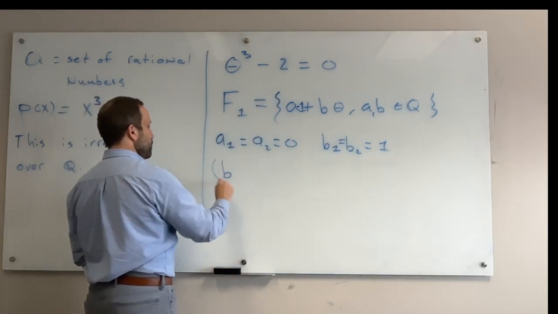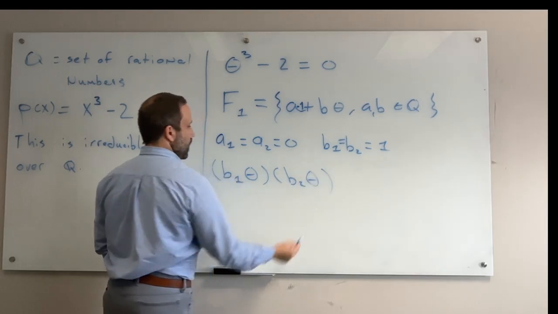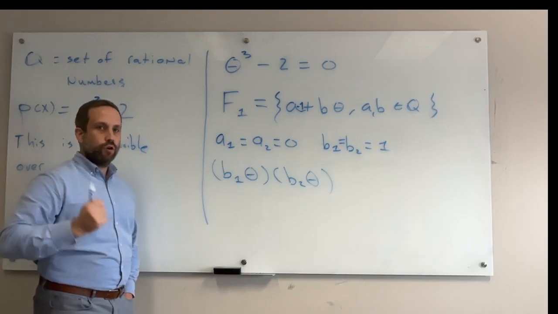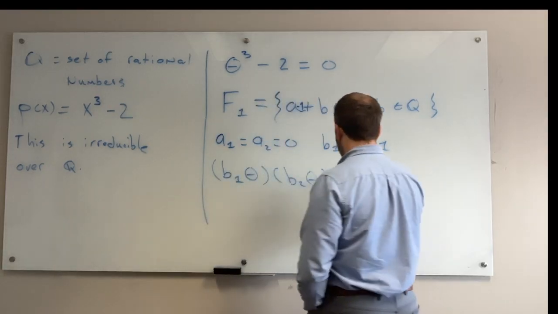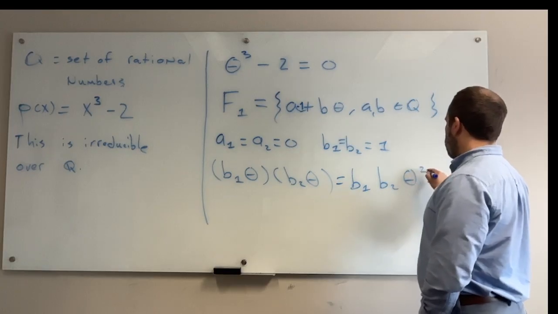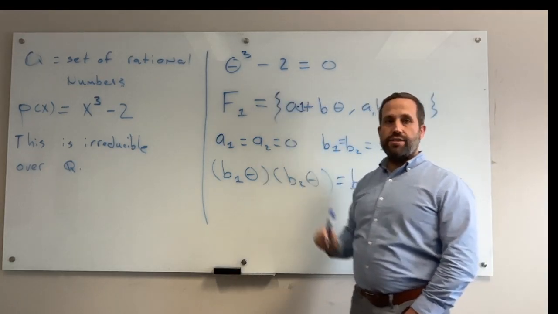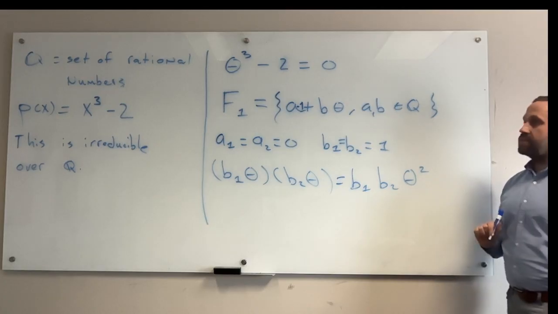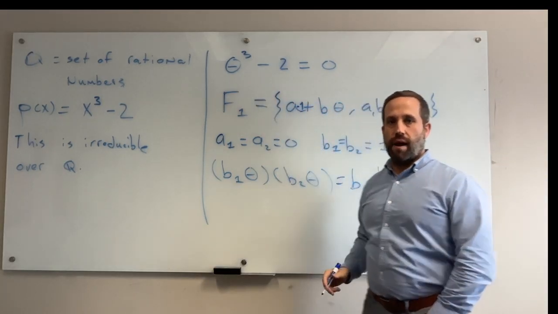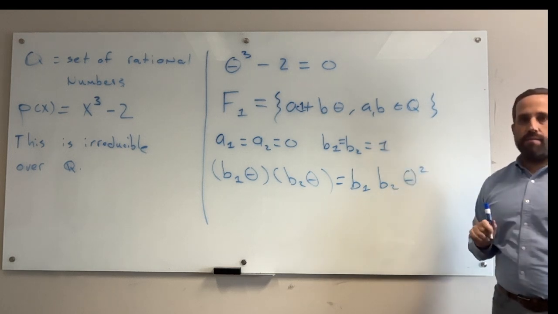So then we're going to have b1 theta times b2 theta, and the way that we want to define multiplication is exactly like how it should work with real numbers or irrational numbers. So this should be equal to b1 b2 theta squared. Now in the previous example, we knew that theta squared minus 2 is equal to 0, so we knew that theta squared is equal to 2. But that's not what we know here. We only know theta cubed minus 2 is equal to 0. So theta squared is not in this set right here.